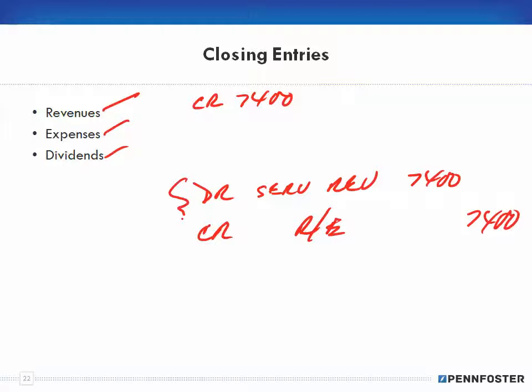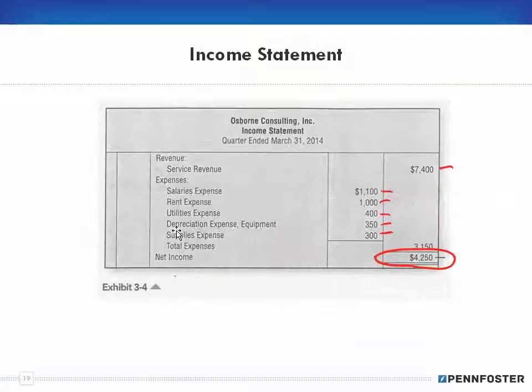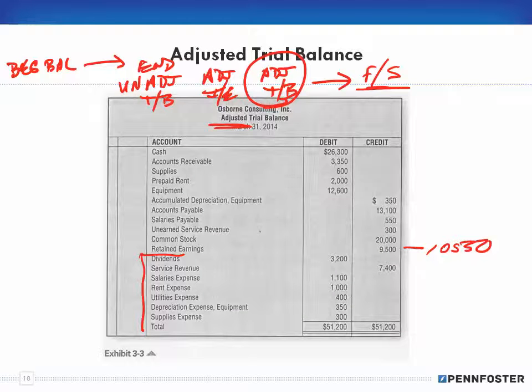When we make that journal entry and we post it to the ledger account, that revenue account that has $7,400 in it right now, since that's a credit and we're going to debit it for $7,400, that balance is going to end up being zero. And our retained earnings account will have the additional $7,400 in it because it was a credit.